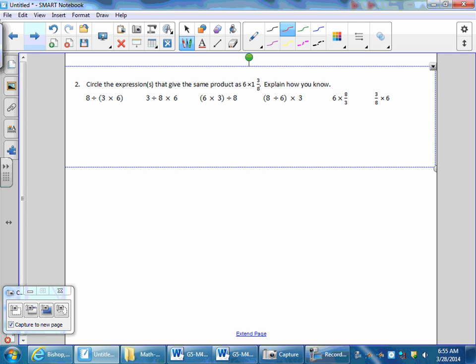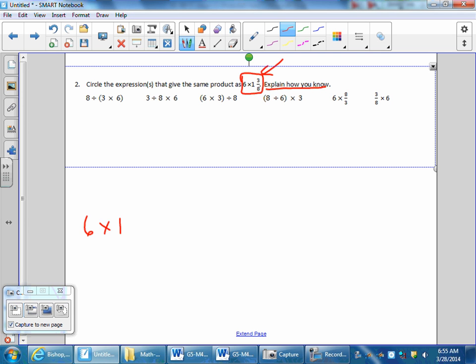Okay, 2. Circle the expression that gives the same product as 6 times 1 and 3/8. Explain how you know. Now, I am going to say that New York State mixed this problem up. After looking at this problem, I think they wanted us to see an expression of 6 times 3/8. So 6 times 1 and 3/8, we're going to do what they asked us to do, even though I don't think that they gave us the right copy.